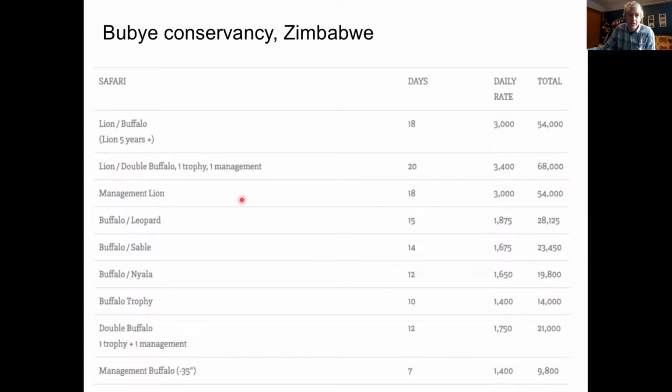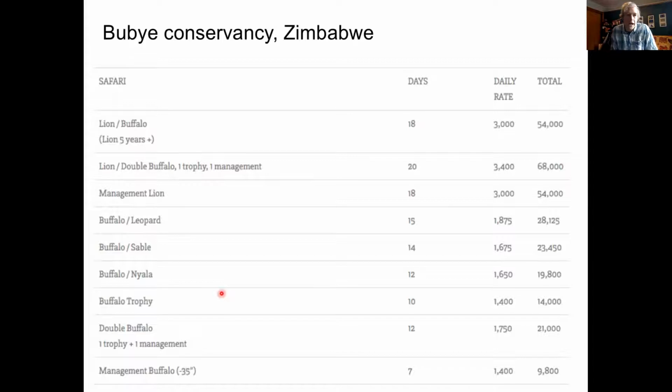You look at some of these prices, so they have things like lion and double buffalo. Of those double buffalo, one will be a trophy animal, one will be a management animal. This is a problem buffalo that's being a bit of a pain. They also do the price of a management lion, buffaloes and leopards and sable, all these sorts of things.